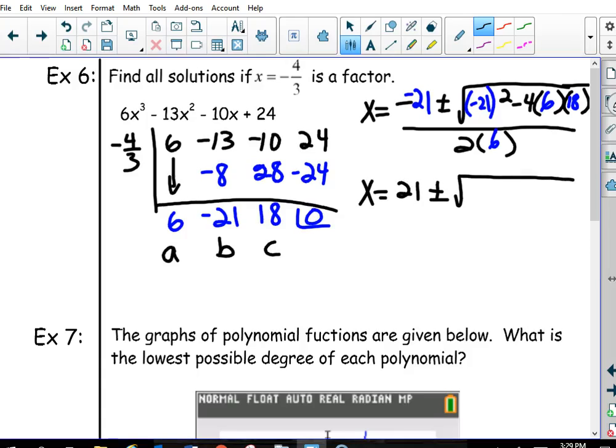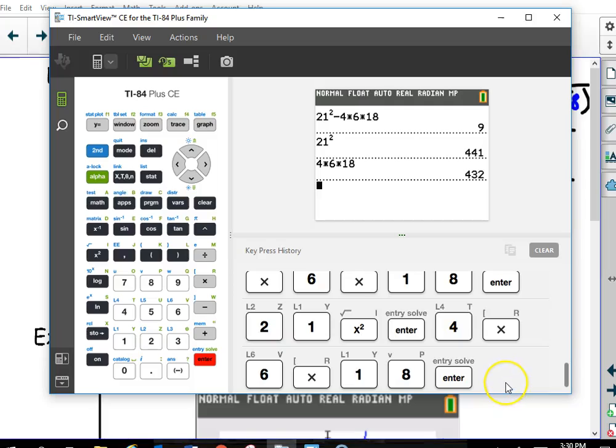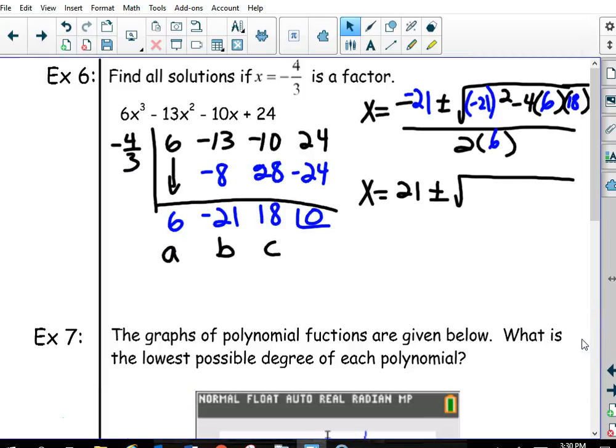All right, I'm going to pause it and pick up my calculator. Okay, it turns out that 21 squared minus 4 times 6 times 18 gives a 9, because 21 squared is 441, and 4 times 6 times 18 is 432. I got that 9 and thought, oh, that's just way too easy, but it is the way it works out. So now I'm just reducing.